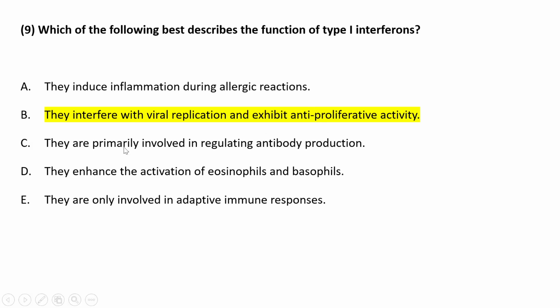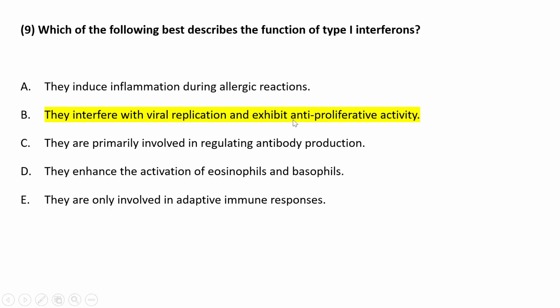So how do they do this? They block viral replication by degrading viral RNA and by stopping the protein synthesis machinery in infected cells. So with no protein synthesis machinery, no RNA will be produced, and viral replication will not be active. So they block this viral replication machinery.